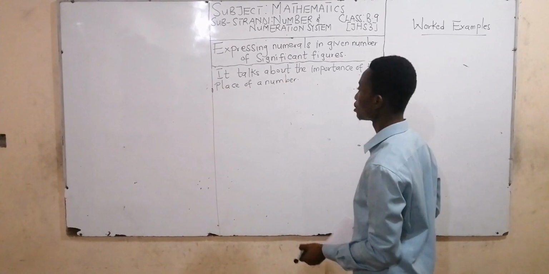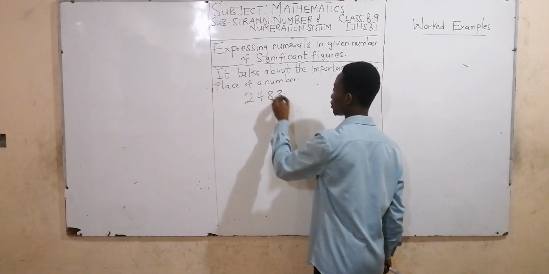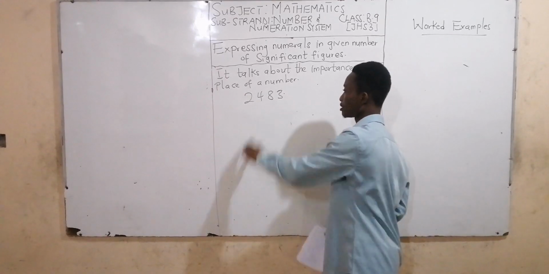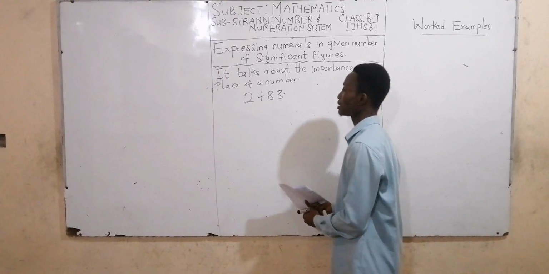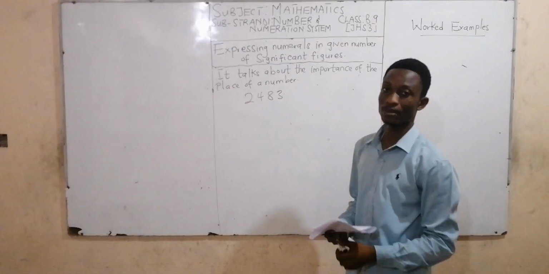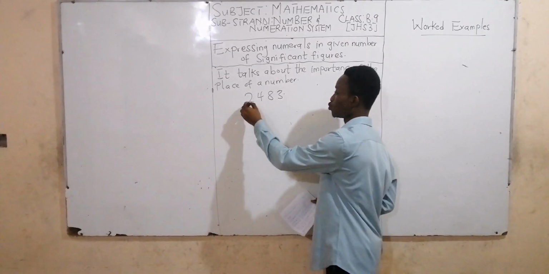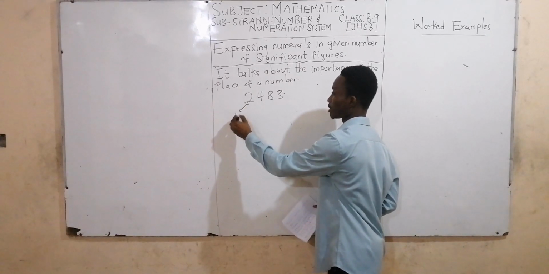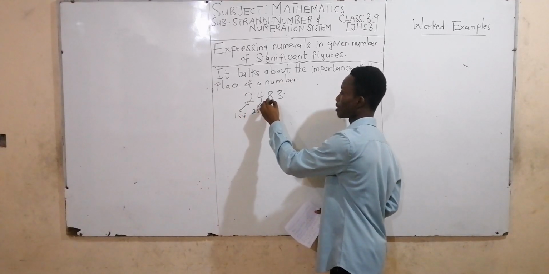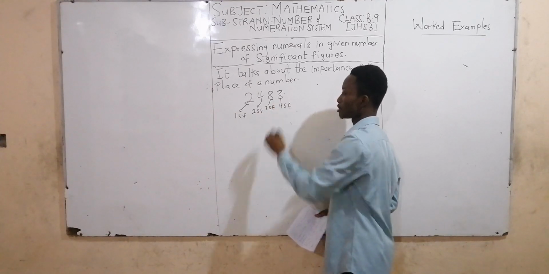Good. So with this number, 2483, when I want to get the significant figures, the first number that I meet that is non-zero, meaning it is not zero, is 2. So 2 is the first significant figure, 4 is my second significant figure, 8 is my third, and 3 is my fourth significant figure.